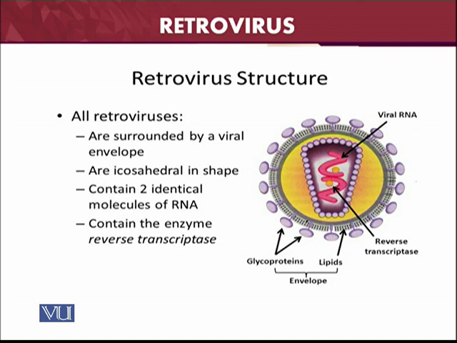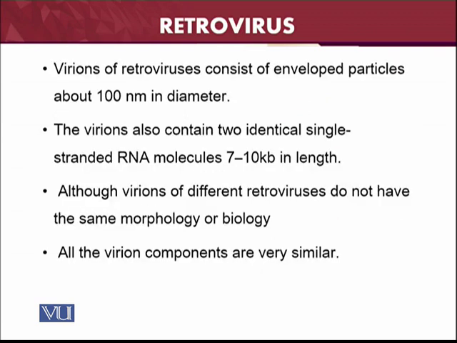Here you can see in the diagram the glycoproteins, viral RNA, and lipid envelope, and inside there is the reverse transcriptase enzyme, which plays its role during the life cycle of the viruses. Virions of the retroviruses consist of enveloped particles about 100 nanometers in diameter. These virions contain two identical single-stranded RNAs, about 7 to 10 kb in length, which is very small.